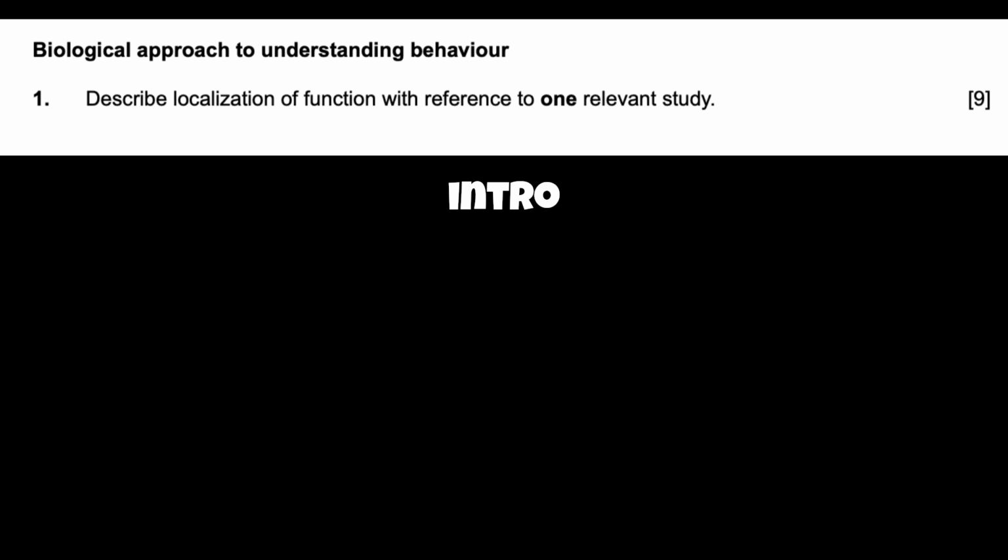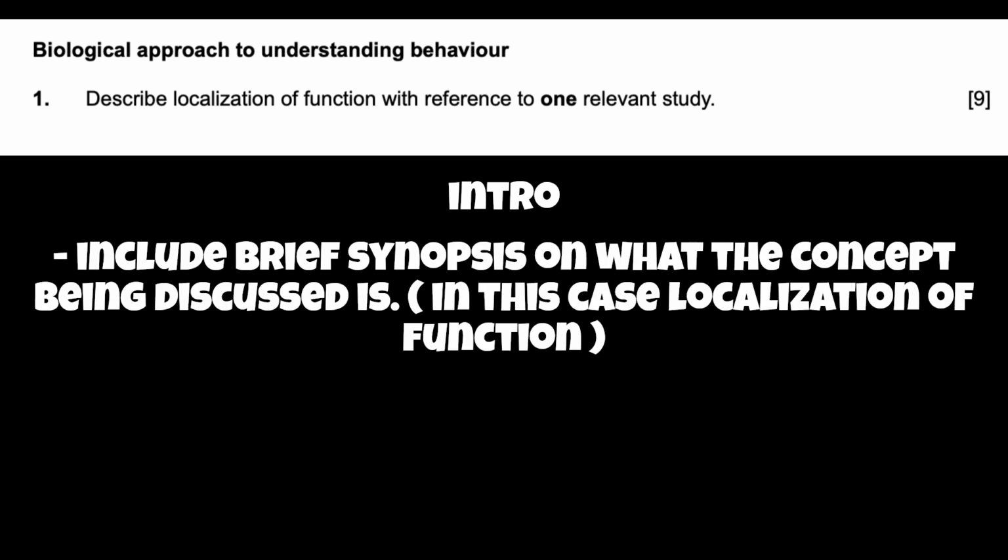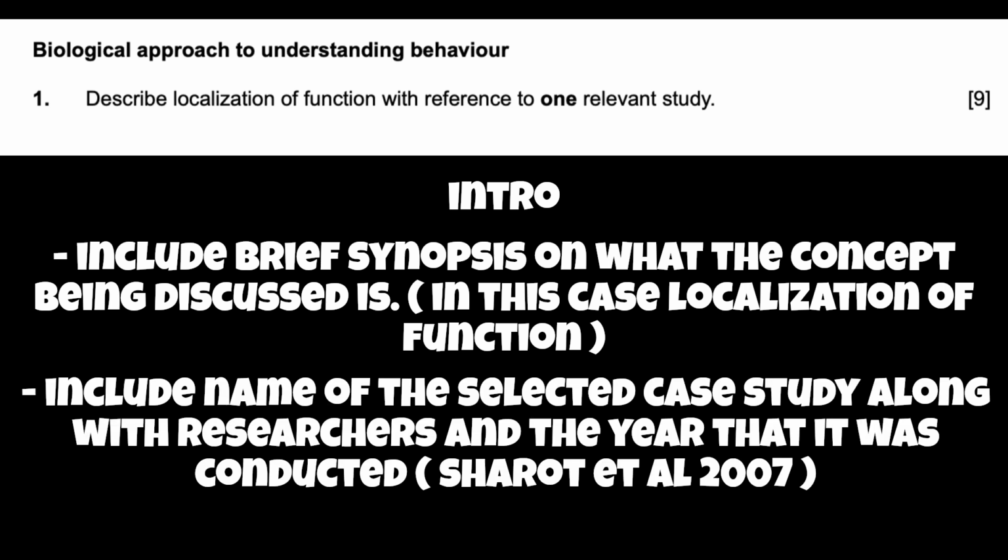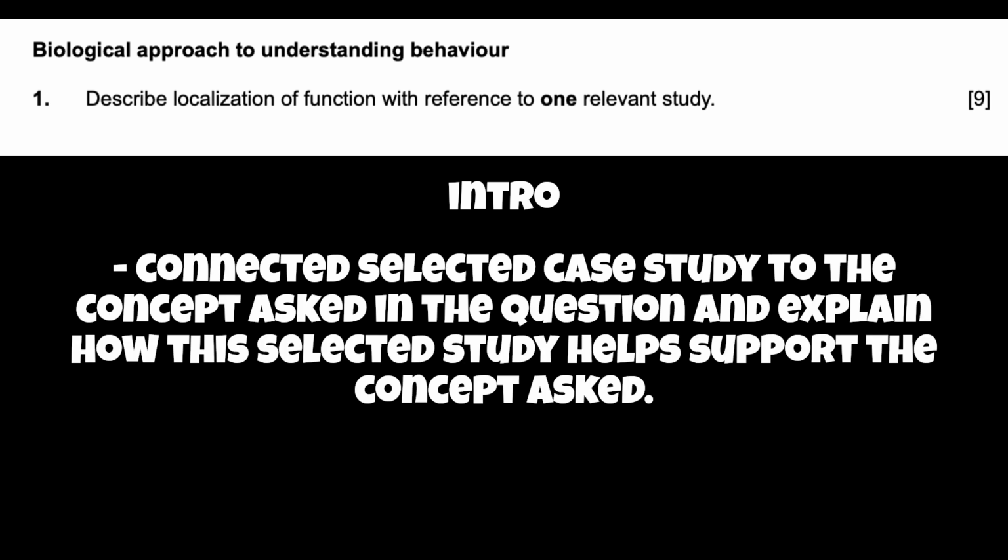The question is asking us about the localization of function, so it is absolutely essential that you include a brief 3 to 4 sentence synopsis on what localization of function is. Now the second part of your introduction must include the name of the case study that you have selected, along with the name of the researchers and the date that this was conducted. And then connect this study to the localization of function while explaining how the selected study helps support the concept.